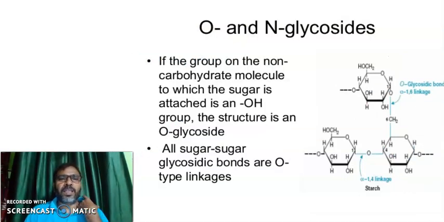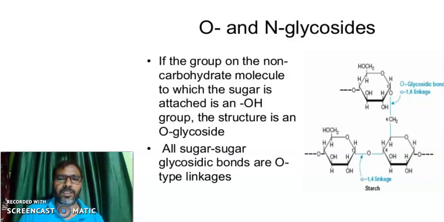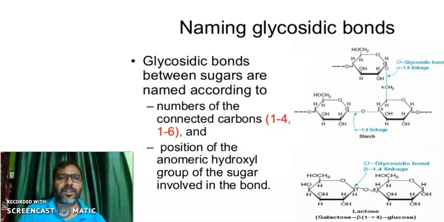So, O-glycosides. If the group on the non-carbohydrate molecule to which the sugar is attached is an OH group, the structure is an O-glycoside. If all sugar glycosidic bonds are O-type linkages, you can see the alpha 1,4 linkage in starch. If the group is an NH2, the structure is an N-glycoside. You can see. Naming glycosidic bonds: glycosidic bonds between sugars are named.